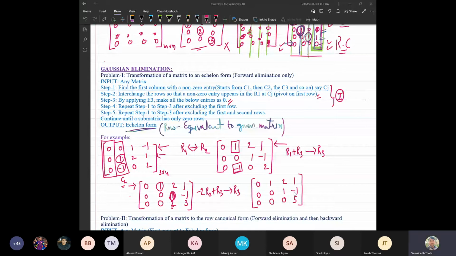Could you please give your opinion, could you please give your observation whether the final output is in the echelon form or not? Whether it is in the echelon form or not? You have to participate in the class. You are not here to just listen. Everyone.